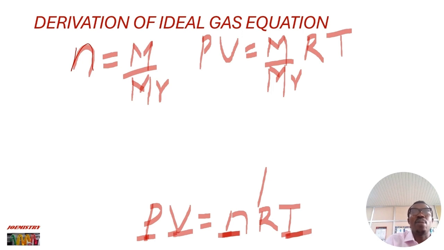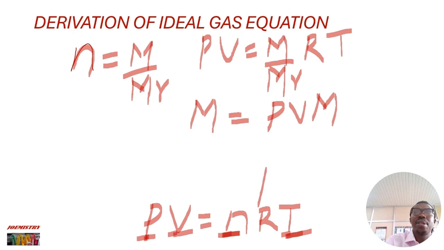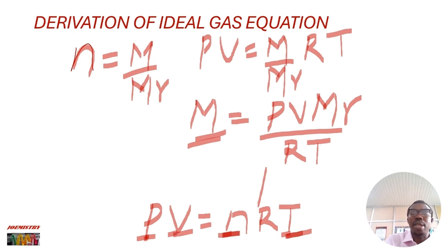All we need to do is make the mass of the gas the subject of the formula. So if we make m the subject of the formula, mass now will be equal to PVM over RT. So we can calculate the mass of the gas. So we'll have the volume, the pressure, the molar mass, the gas constant, and the temperature.